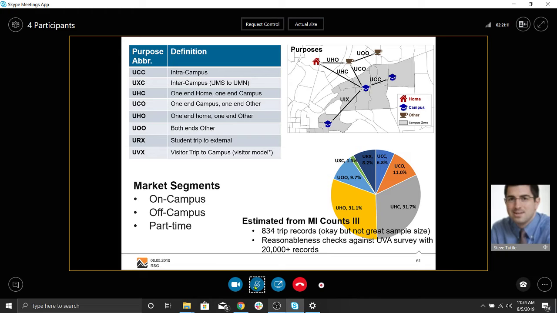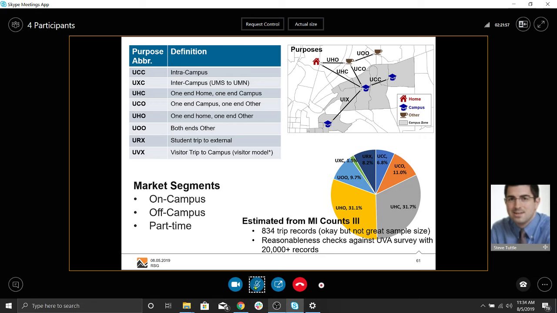There's a campus to other purpose. So if you live on campus, you leave it, or you're attending class and then leave it and go study elsewhere. That's campus to other. There's a home to campus purpose for people who live off campus, and an other to other purpose, UOO, which is like the non-home-based trip purpose in the resident model. Then there's an external purpose, and finally, this appears in the visitor model, there's also a visitor to campus purpose, UBX.